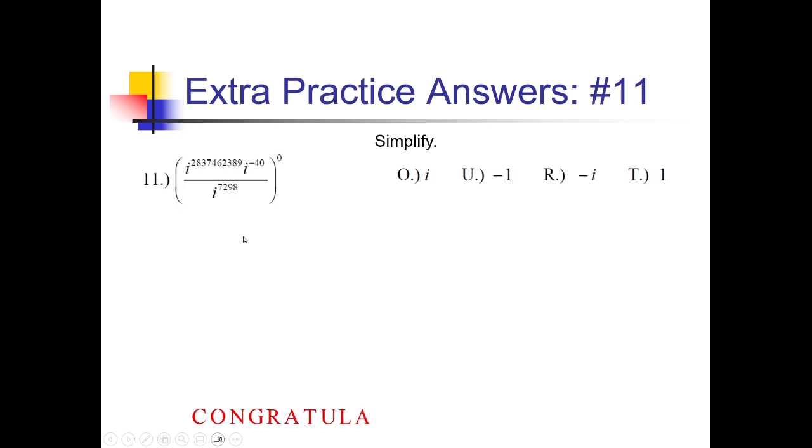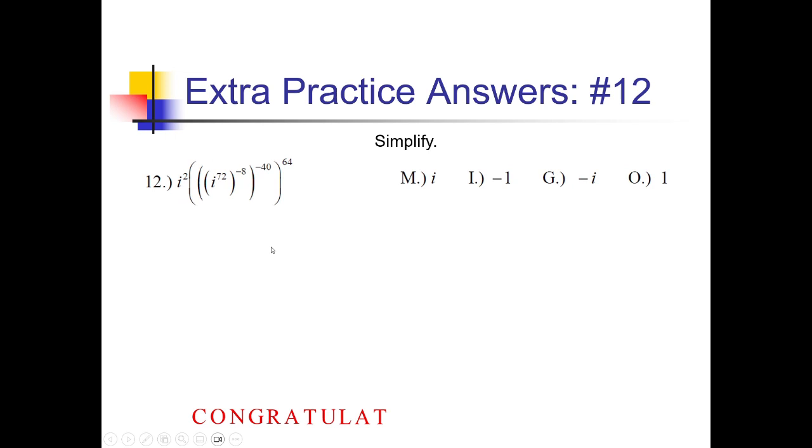Number 11 is in the category of way harder looking than it actually is. I've got all of this stuff being raised to the 0 power. That's the key here. So remember that anything to the 0 is 1, at least anything except for 0. And none of these powers of i ever come out to 0. So we're guaranteed that we're raising something other than 0 to the 0 power. Well, that being the case, this whole thing just has to come out to 1. So that's going to be T going with our choice of 1 down at the bottom here.